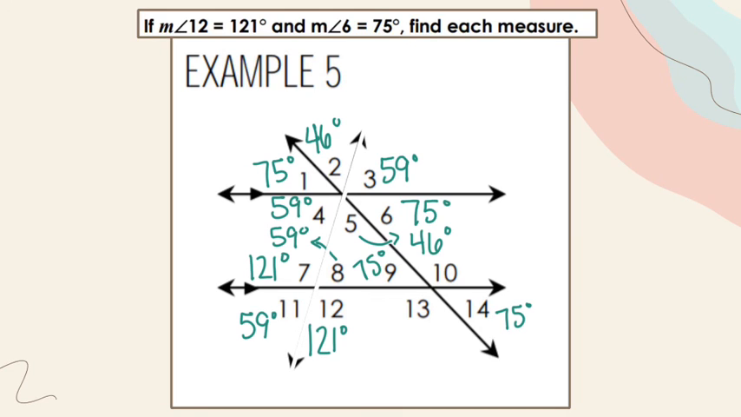That means that angles 10 and 9 are a linear pair. So 180 minus 75 gives us 105 degrees. And then angle 13 is a vertical angle from that, so it's also 105 degrees. So now you know all 12 angles, and you can just fill them in their proper spots on your worksheet.